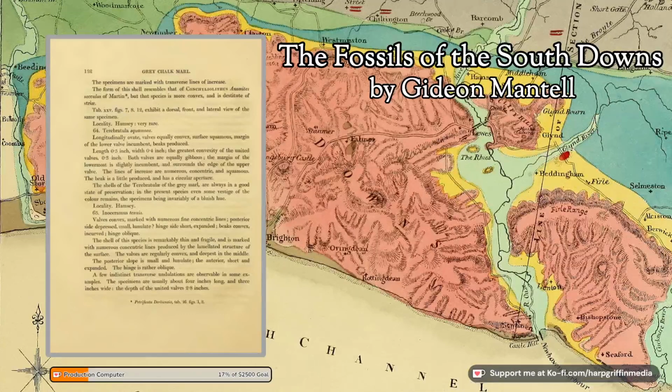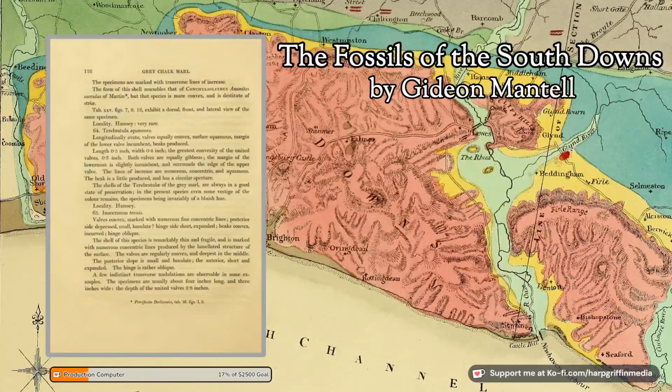65. Inoceramus tenuis. Valves convex, marked with numerous fine concentric lines. Posterior side depressed, small, lunulate. Hinge side short, expanded. Beaks convex, incurved. Hinge oblique. The shell of this species is remarkably thin and fragile, and is marked with numerous concentric lines produced by the lamellated structure of the surface.